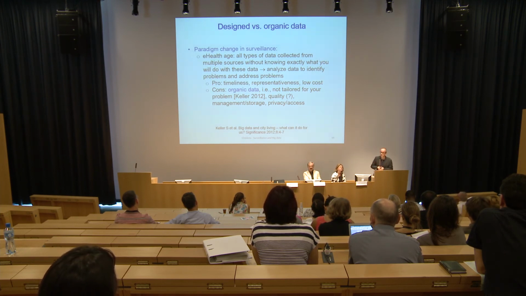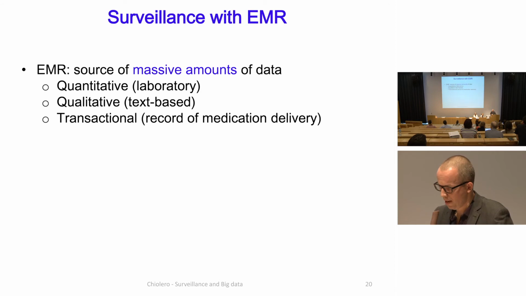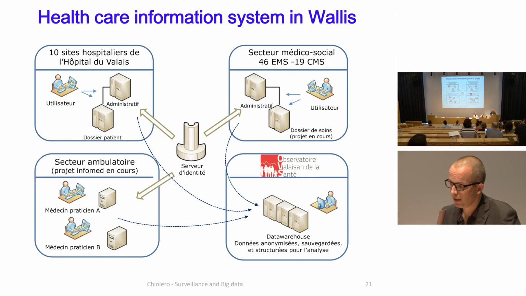And what I would say is that we need to do more research about how to deal with that. I will just give some examples with electronic medical records. Dr. Tamblyn has mentioned that electronic medical records are a source of massive amounts of data, and very interesting. This is quantitative, qualitative, or transactional. I give here the example of where I'm working in Valais.